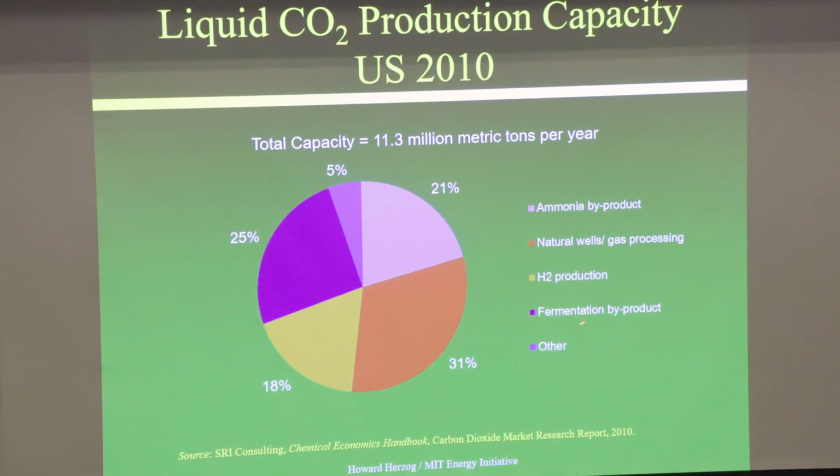And fermentation byproduct, these are ethanol plants, and the ethanol plants are basically close to 100% pure CO2. That Decatur project I mentioned, it's coming off the fermenters, pretty much 100%. They don't do any purification. It's put right into a compressor and then right into the ground.